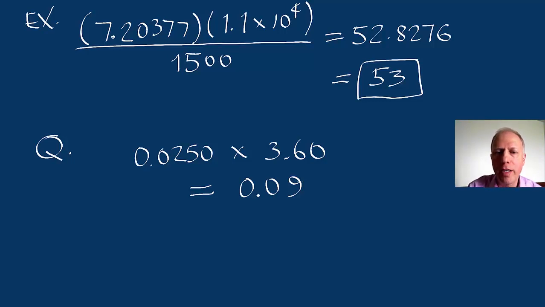Each of my input values has 3 sig figs. My answer should have 3 sig figs. The way that I should write the answer is 0.0900.